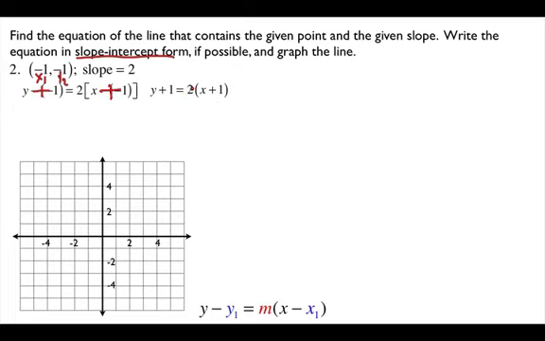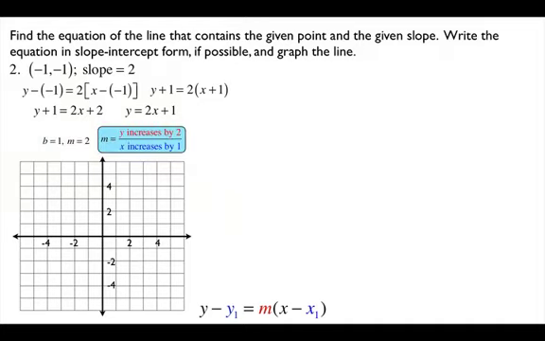From here, I'm going to distribute this 2 into these two terms inside the parentheses, and I get the left side still the same, and then you have 2x plus 2 on the right hand side. At this point, I'm going to take away 1 from both sides, and I end up with y is equal to 2x plus 1. From here, you should see that my b is 1 and my m is 2.